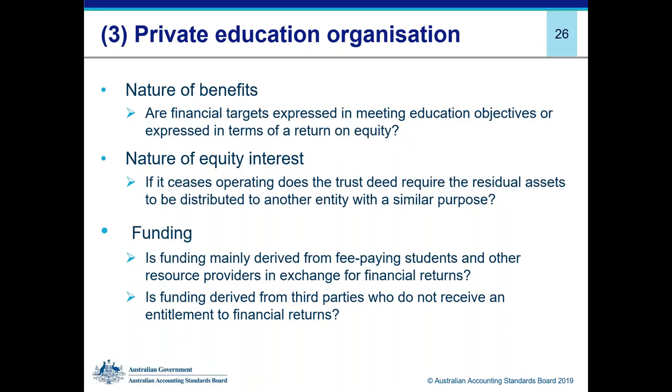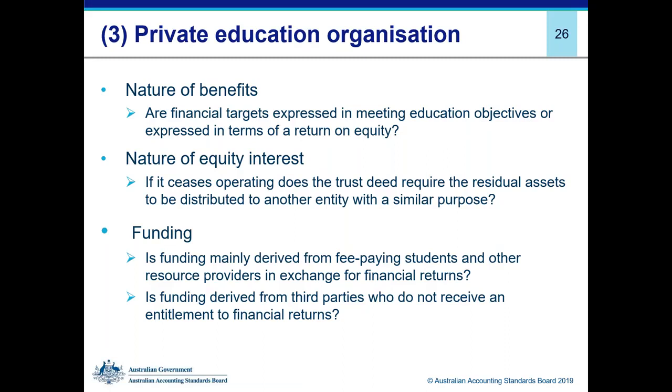So I've just got some examples of the indicators. I won't go through every one of them in the interest of time. The slides will be provided to you, just in response to a question I was asked as well. Just some indicators there, the nature of the benefits, other financial targets expressed in meeting education objectives. Okay, so that may indicate the entity is not for profit, or alternatively, is it expressed in terms of a return on equity, which may indicate a for-profit entity.